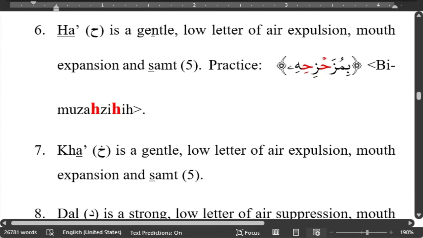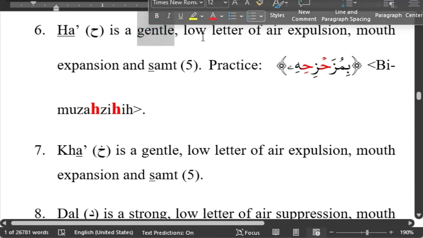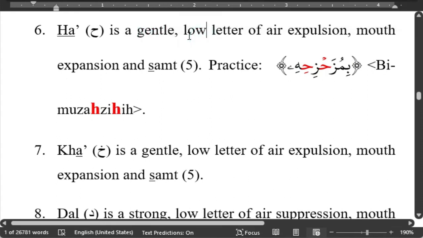Ha is gentle, so it doesn't stop the sound. Low, so the tongue is down, not up. Air expulsion, doesn't stop the air. Mouth expansion, the tongue doesn't stick to the roof. And samt. Practice this saying of Allah.